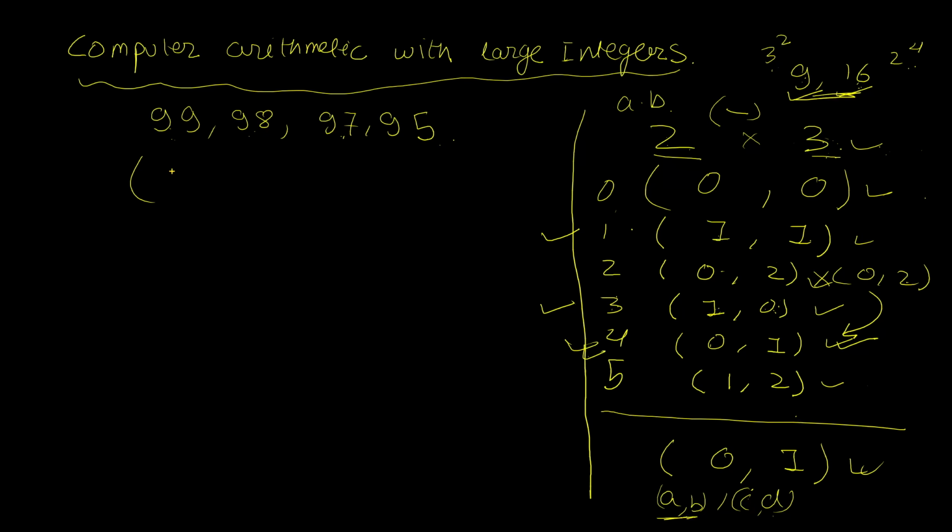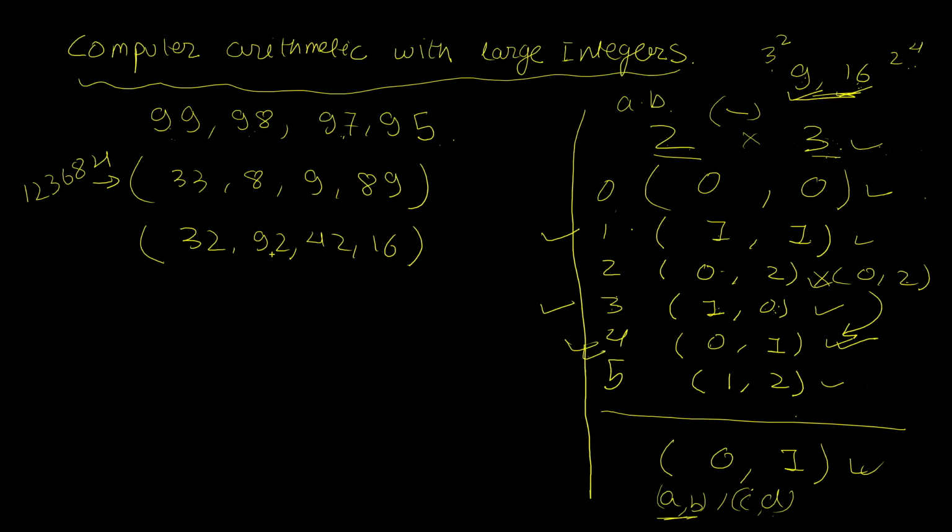And let me show you an example. 33, 8, 9 and 89. So this quadruplet is a unique representation of the number 1, 2, 3, 6, 8, 4. And I have another example in my note. Let me put that here. It's 32, 92, 42 and 16. And this is the representation of 4, 1, 3, 4, 5, 6.